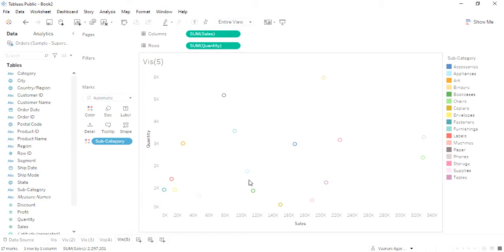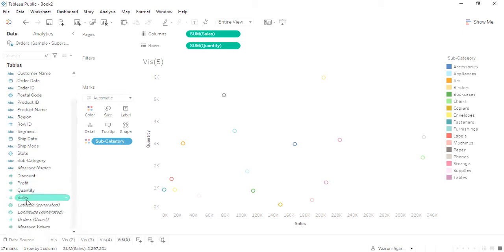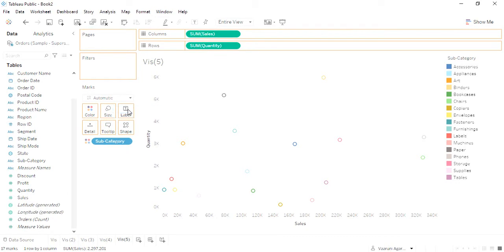Let me just reduce the brightness of the screen a little bit. Yeah, so now it is better to look at, I think, and here are these different things that we are getting. These are the different subcategory-wise data. If you want some other data along with subcategory, say segment as well, we can just drag the segment into the label.